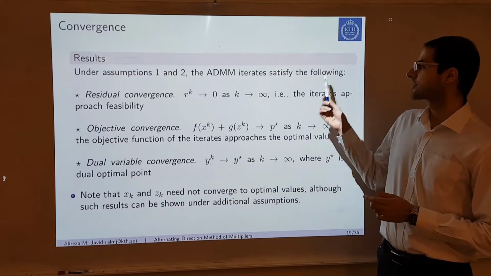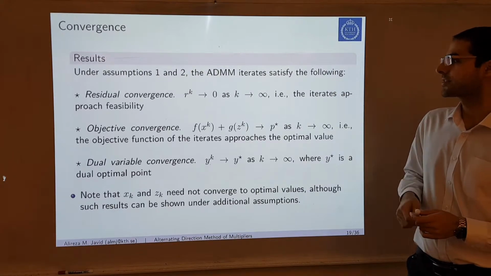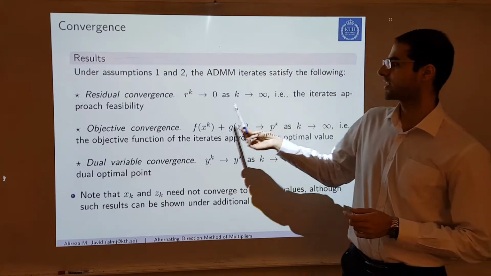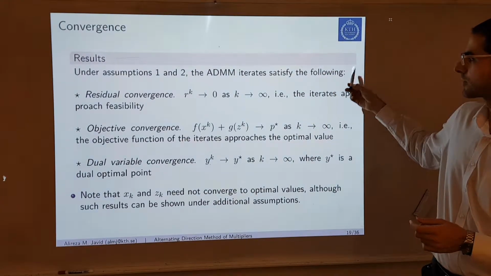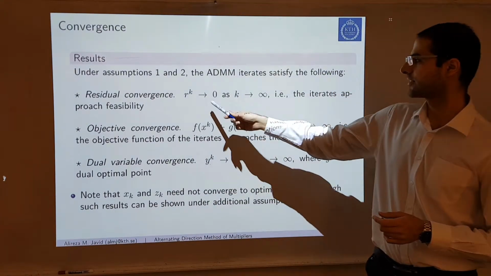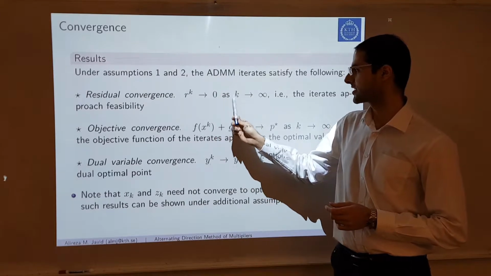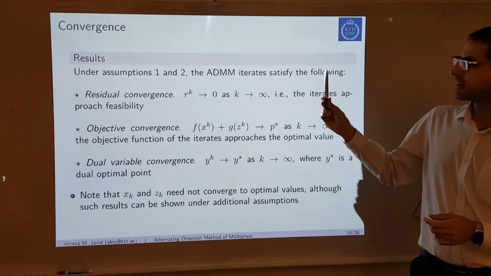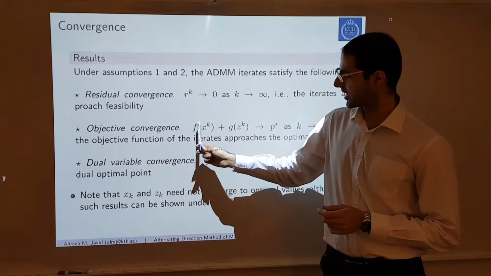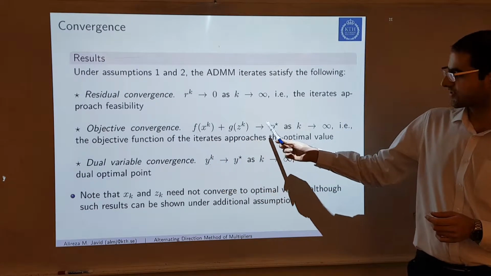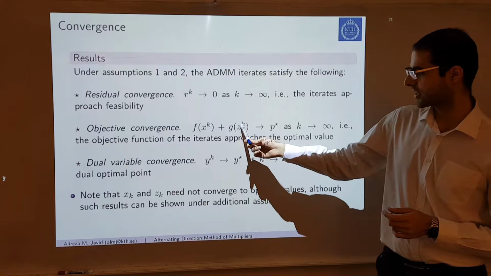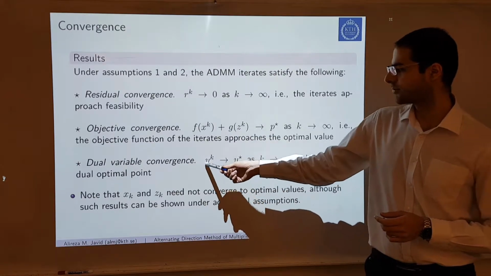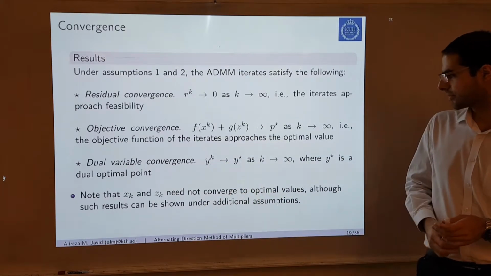Yeah, the results for group convergence. We need to show that the residual R, which was ax plus bz minus c, equal to 0. That residual approaches 0 as k goes to infinity. Next, we will show that f of x plus g of z will go to p star as k goes to infinity. This is the thing that we are actually looking for. And the dual variable approaches the optimal value.